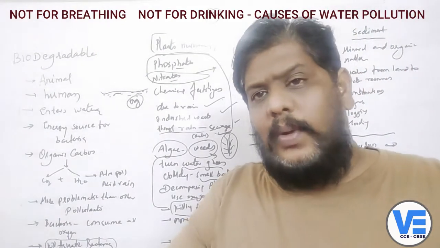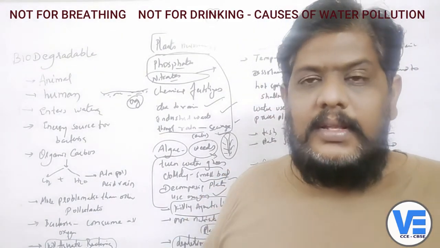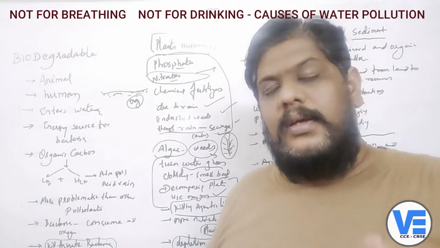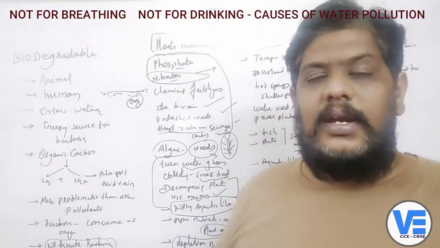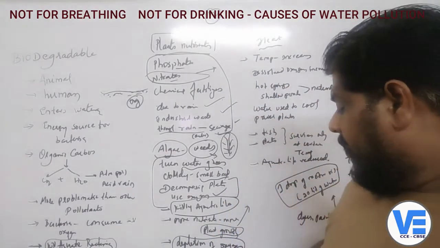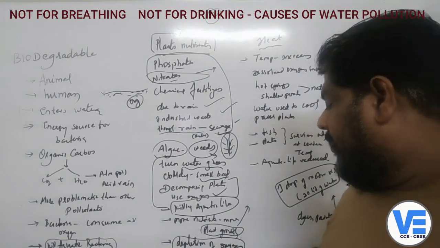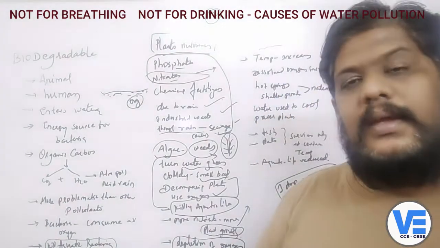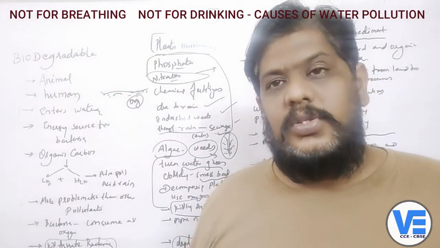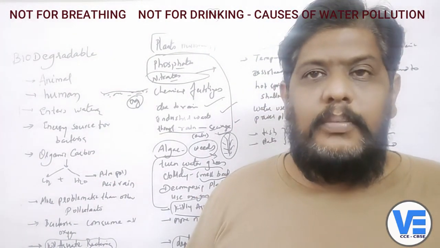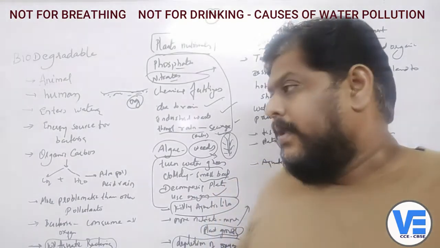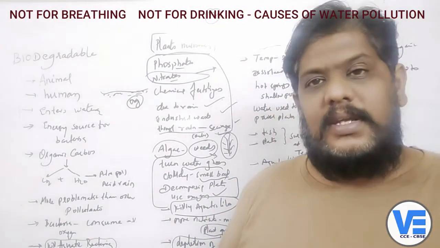Because of this eutrophication, the oxygen levels will completely decrease in the water, and whatever aquatic life is already there in the water, the animals and the plants which completely depend upon the oxygen, will definitely die. They don't have any other sources to live, because oxygen is very important for survival, and now they don't have proper survival, right?